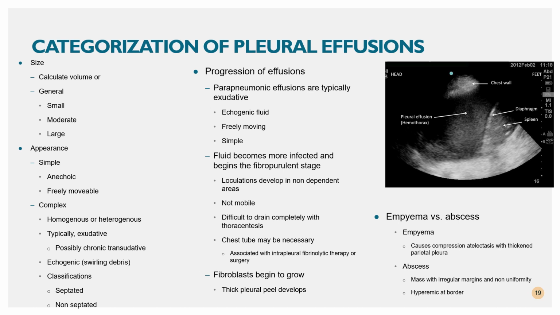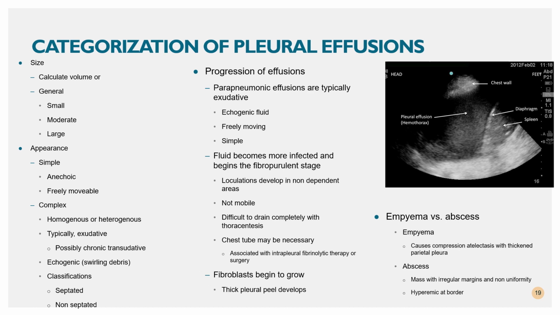So we can calculate the volume as we talked about. We can also use more of a general assessment where they describe it as small, moderate, or large. And then we want to evaluate and describe the appearance. If it's simple, it's very anechoic, and that lung is freely movable in the area. So that sail of the lung will be moving around easily.